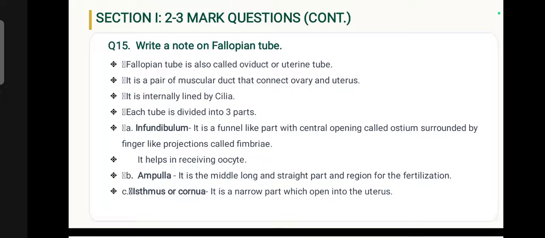and surrounded by finger-like projections called fimbriae, and it helps in receiving oocyte. Ampulla, it is the middle long straight part, the region for fertilization. Isthmus, it is narrow part which opens into the uterus.